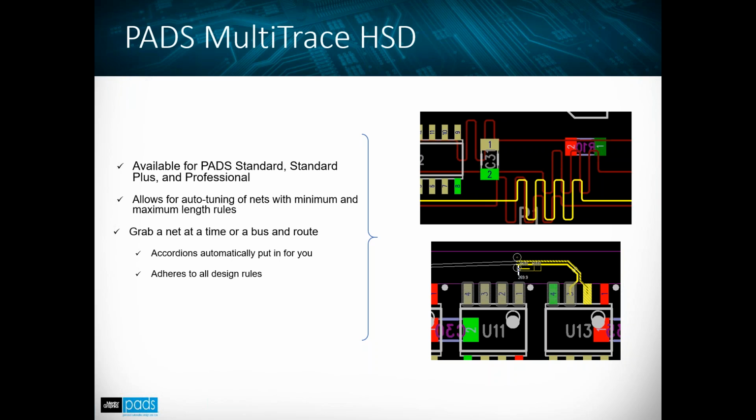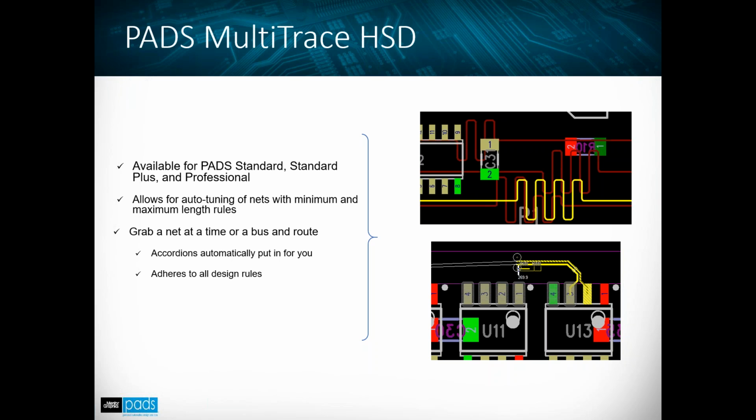This option is available for PADS Standard, Standard Plus, and Professional, and it's very easy to automatically route and tune nets that have those length requirements on them, those maximum and minimum length rules associated with them. It will also adhere to match length rules, so if you have a bus where all of those traces need to be within 50 thousandths of each other, it will all tune to that match.